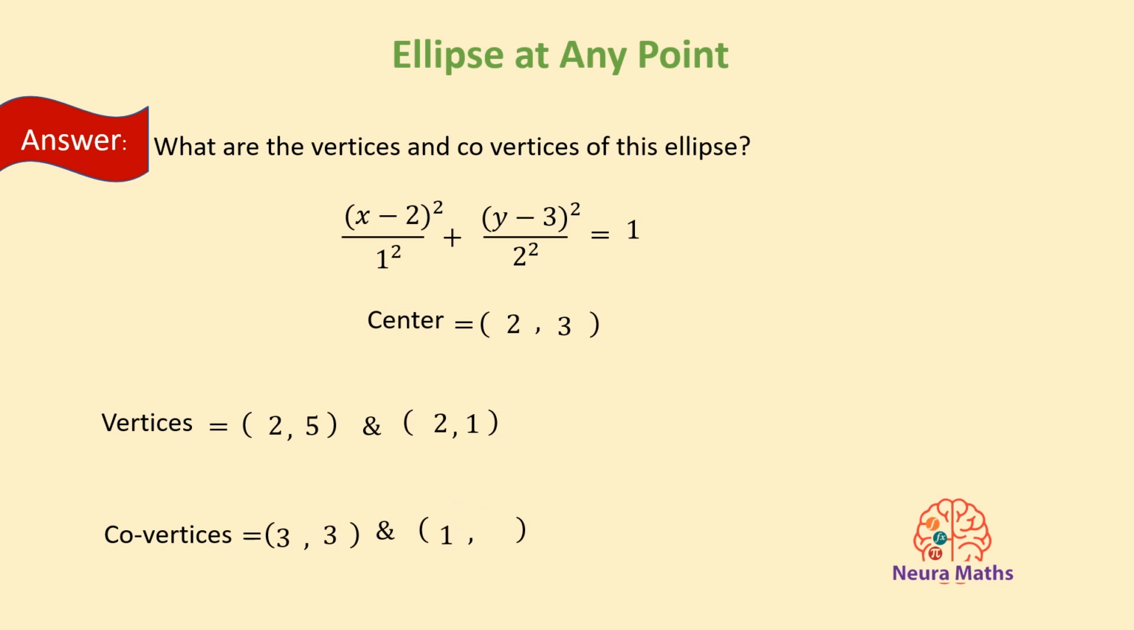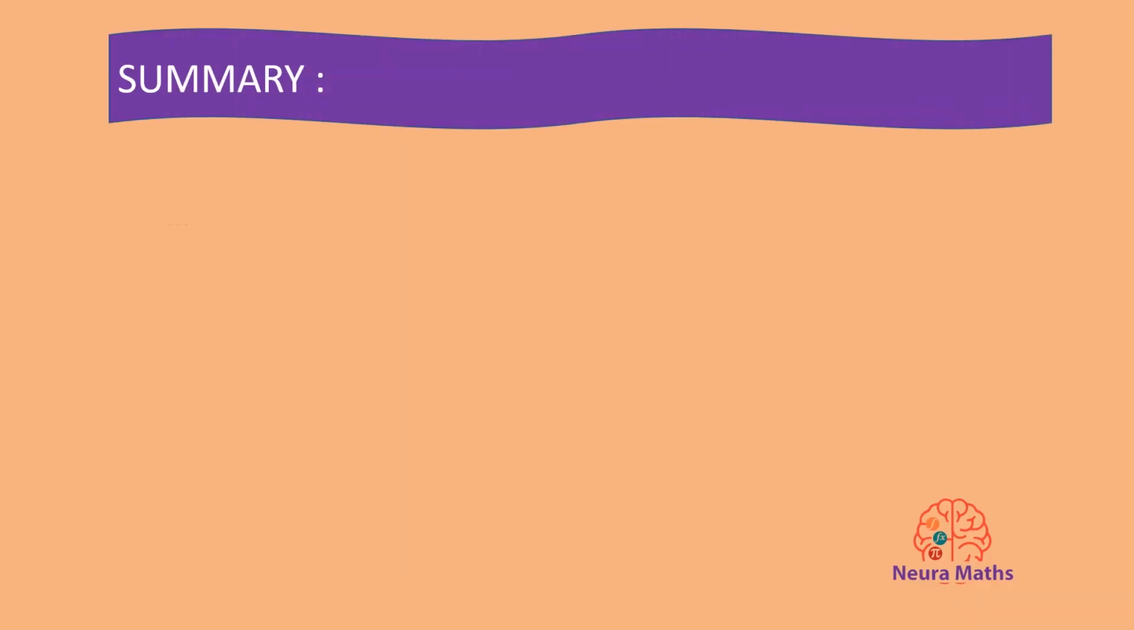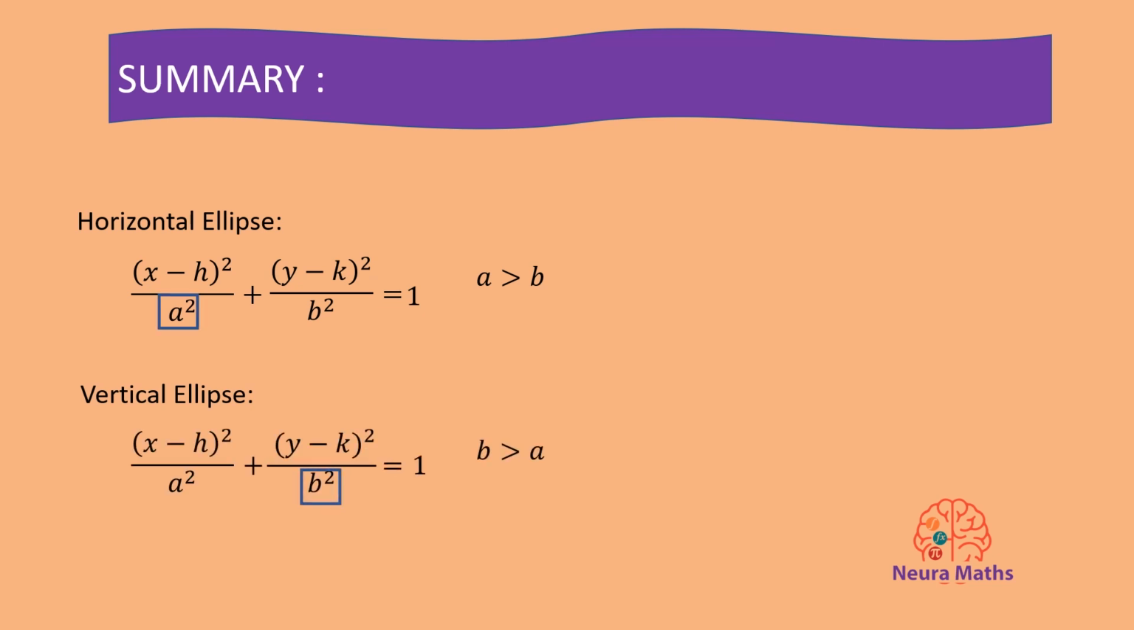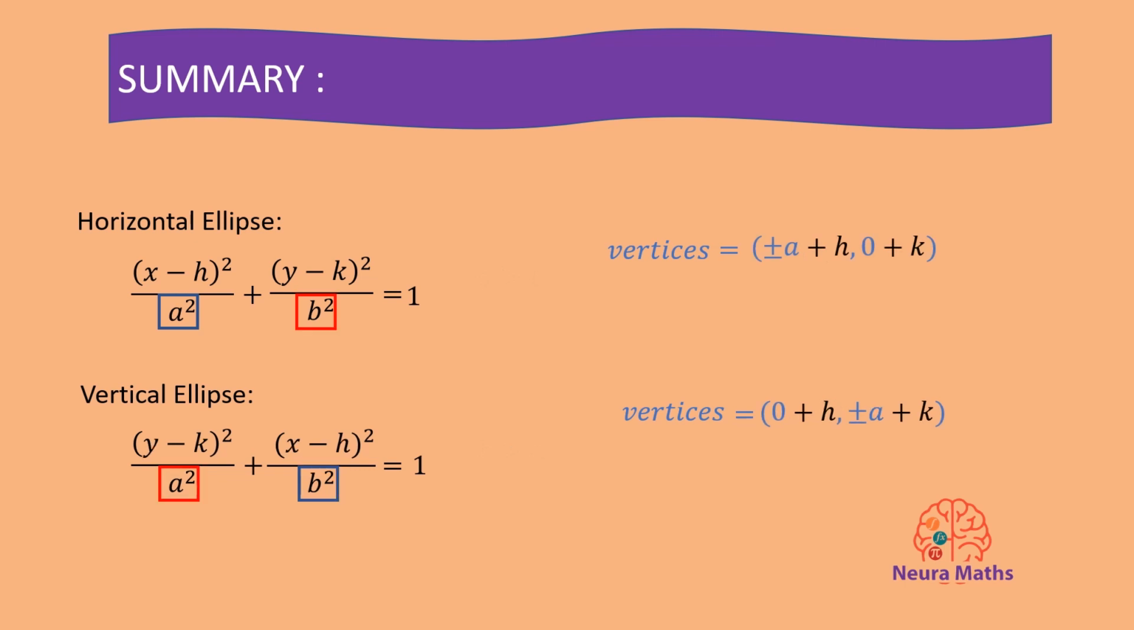To sum up, the x-term of a horizontal ellipse at any point has the greater denominator and the y-term of a vertical ellipse has the greater denominator. The coordinates of the vertices are found from the greater denominator but translated h units horizontally and k units vertically. The coordinates of the co-vertices are found from the smaller denominator but translated h steps horizontally and k steps vertically.